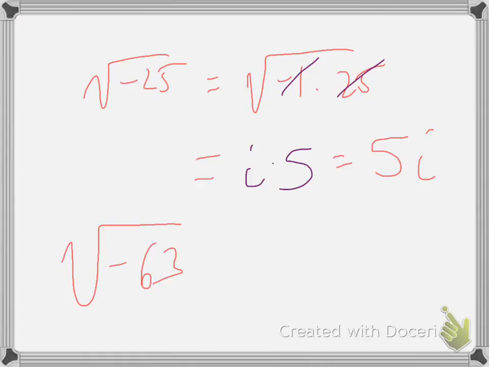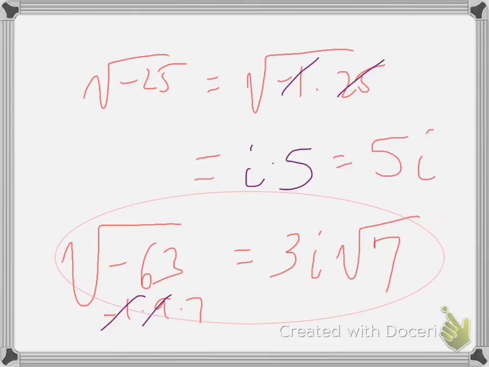How about the square root of negative 63? Again, it's negative 1. Break it into parts. Find that perfect square in there, 9 times 7. And I know what the square root of negative 1 is. That's i. And I know what the square root of 9 is. It's 3. So both of these come out. The 3 goes in front of the i, and there's still a square root of 7 stuck underneath. So there you have it. Those are equal. The square root of negative 63 is indeed 3i square root of 7.